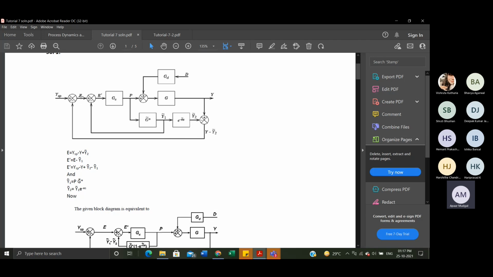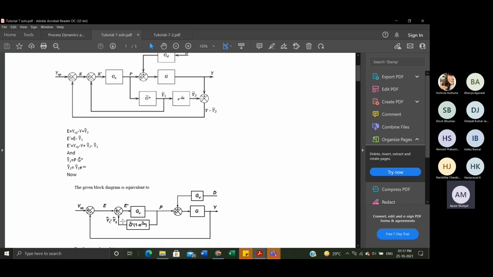Then what will be the value? To shorten this closed loop, we have to find the relation between E and P, basically. To find this relation, we have to synthesize this closed loop. So E prime can be equal to E minus Y1 bar. Here we can see that Y1 bar is equal to P into G star, which we already know, and Y2 bar is equal to Y1 star into e to the power minus theta s. From here we know the value for E, so we can write E prime equal to this.